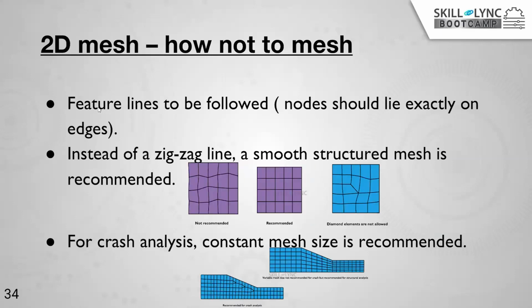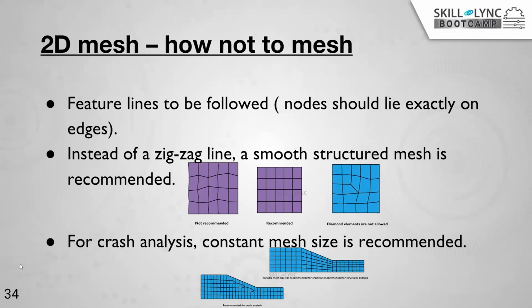Feature lines should always be followed, which means what? Suppose you are meshing a sphere. If you are not able to capture the curvature of the sphere properly, that means the nodes are not lying on the edges. So that should always be ensured. Here are some examples. This is a zigzag line of a mesh, so this should be avoided. This is recommended. These diamond shape elements are not allowed.